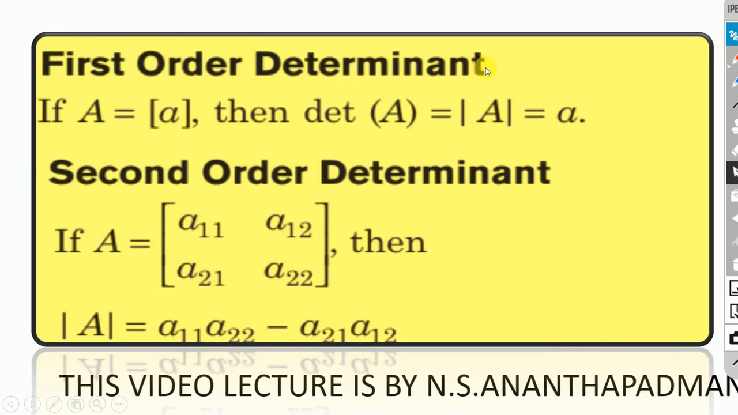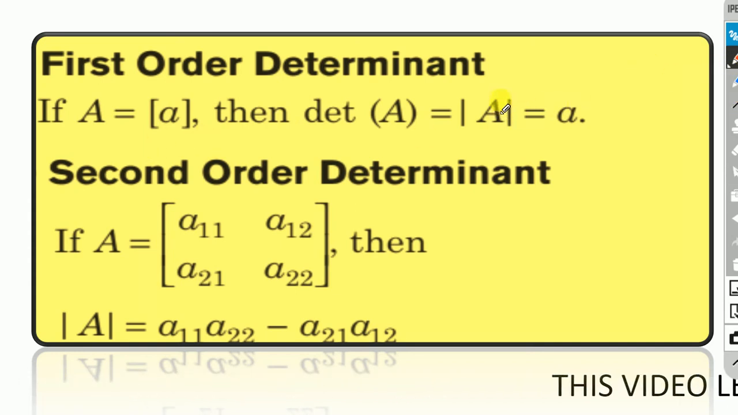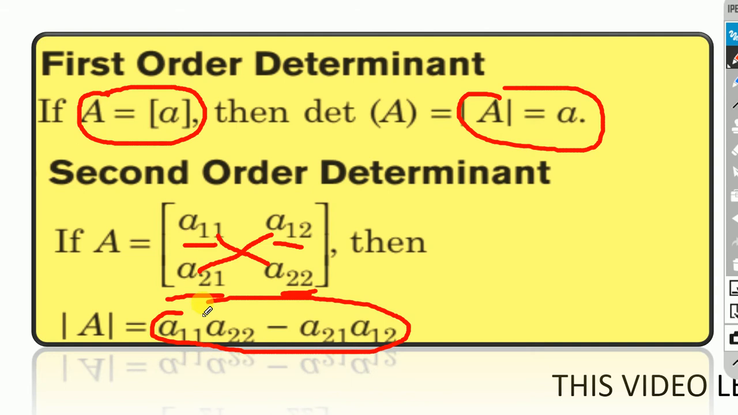First order determinant means a determinant of order 1 cross 1. That is, it contains only one element here, A. It's a matrix of order 1 cross 1, and its determinant is the first order determinant. Second order determinant is the determinant associated with a 2 cross 2 matrix, that is matrix A11, A12, A21 and A22. When we expand A11 into A22 minus A21 into A12, this is a real number which is nothing but the determinant of second order.